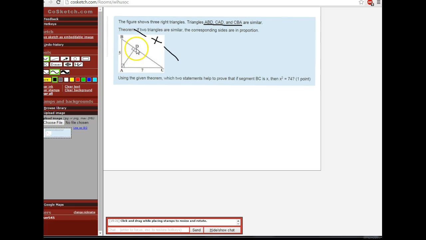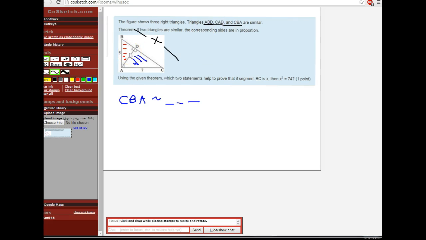ABD, that's this triangle, so let's color it in red. CAD is this next triangle, and CBA is the big one. So I'm going to verify it by saying CBA is similar to, let's say, the red one. I know it's shaking, it's just what it does on this recording, I apologize.